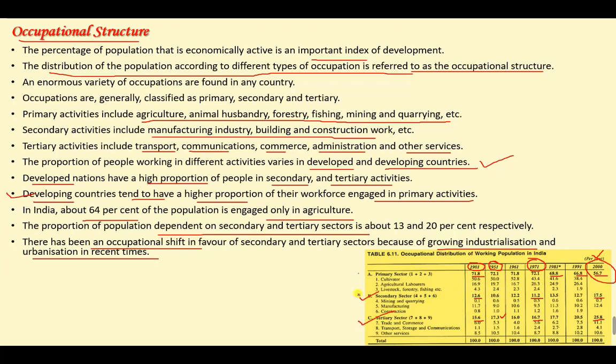And this is required to reduce the burden over primary sector, because in primary sector, when more people are engaged, we will discuss in the next module that in primary sector, big means more than 50% of the population is engaged, that is causing a kind of unemployment, that is hidden unemployment. That unemployment is there, but it doesn't look like it. So we'll discuss this in the next module.